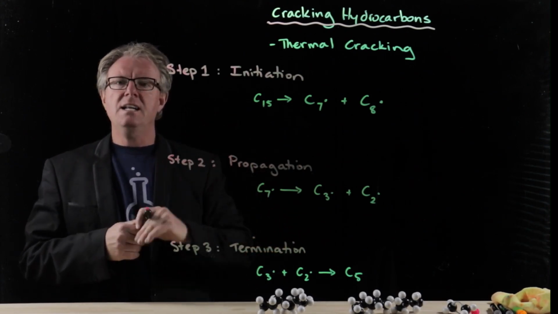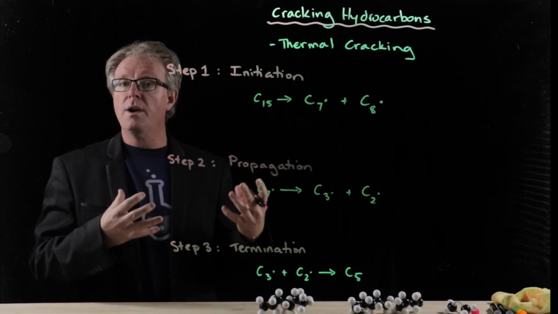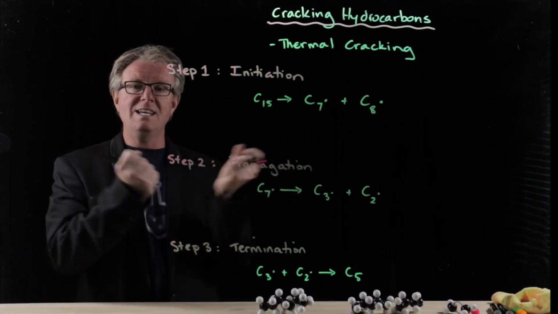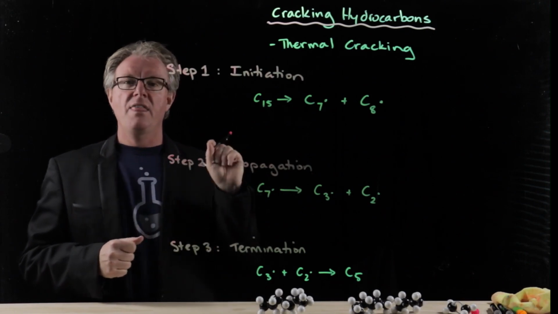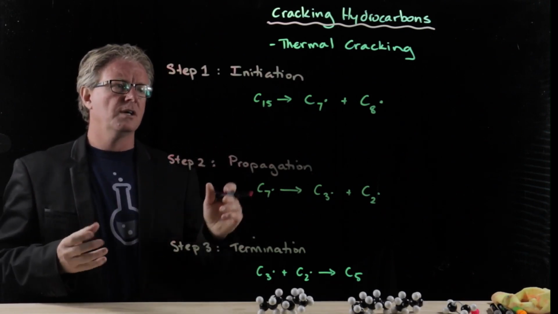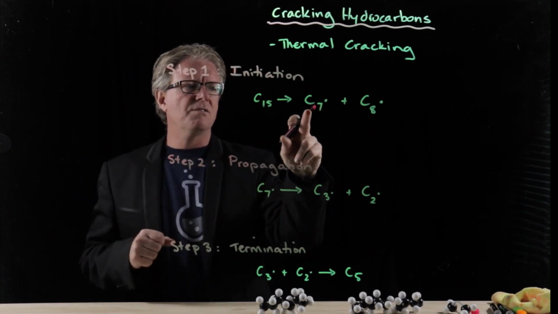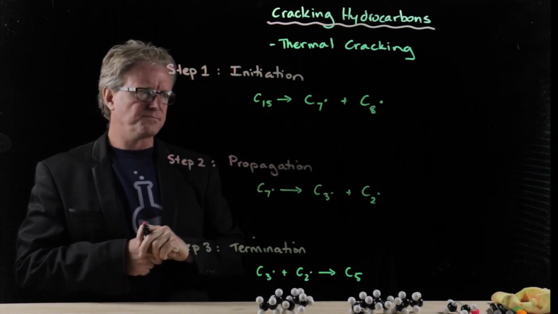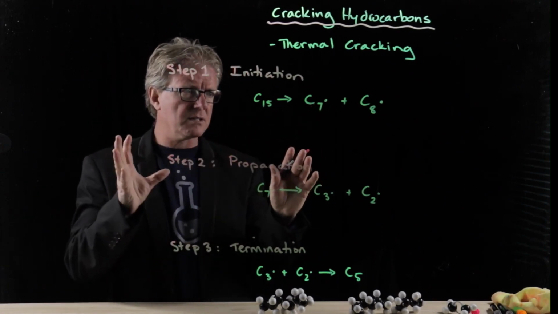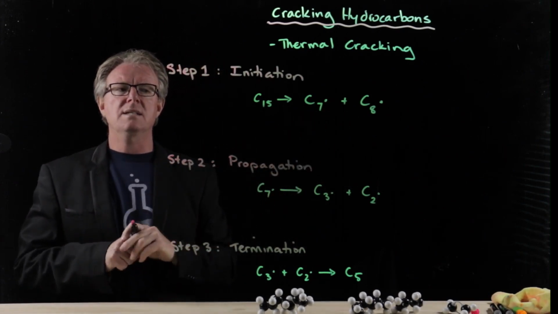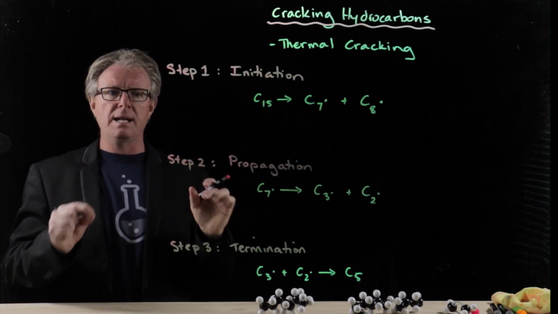And so the kinetic energy of these molecules is quite high, because when you heat them to 900 degrees, they're moving around really fast and they hit each other with a lot of energy. That's enough to break the bond. So you can see here we've got C15, and it's broken between the 7th and 8th carbon, and so we end up with 2 radicals. Now, a radical is a molecule that has an unpaired electron.